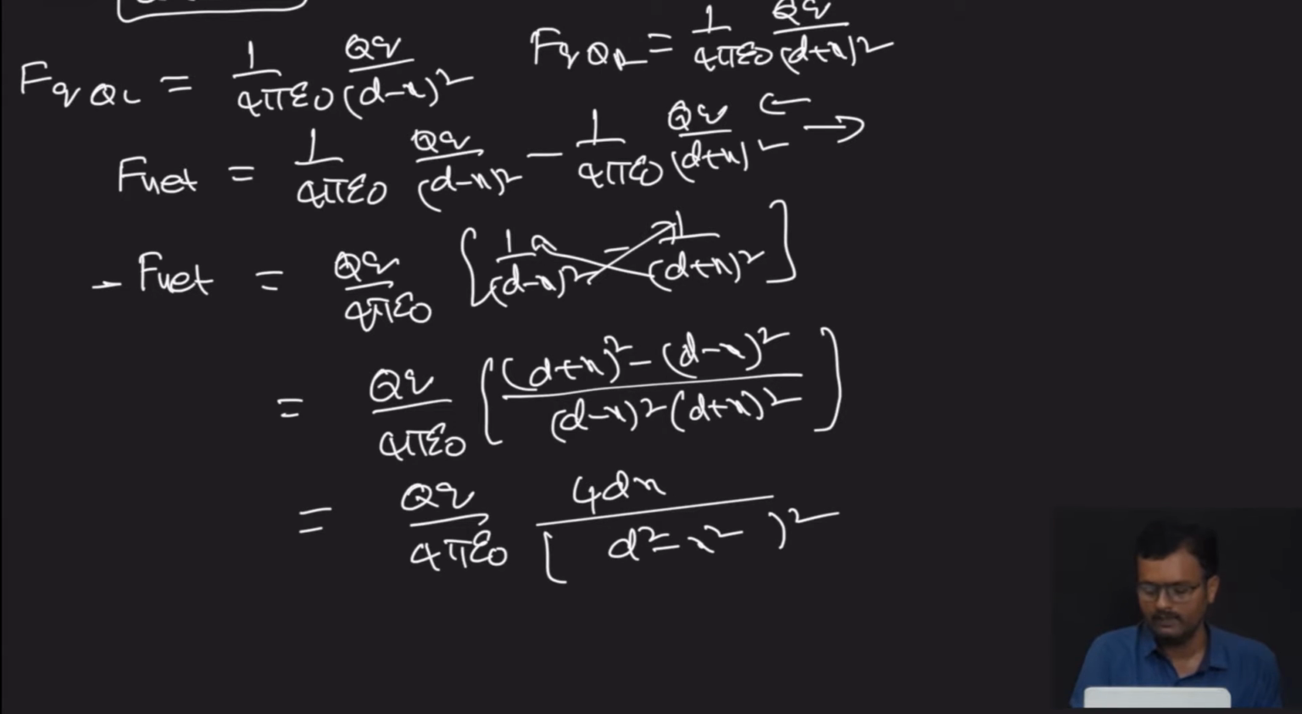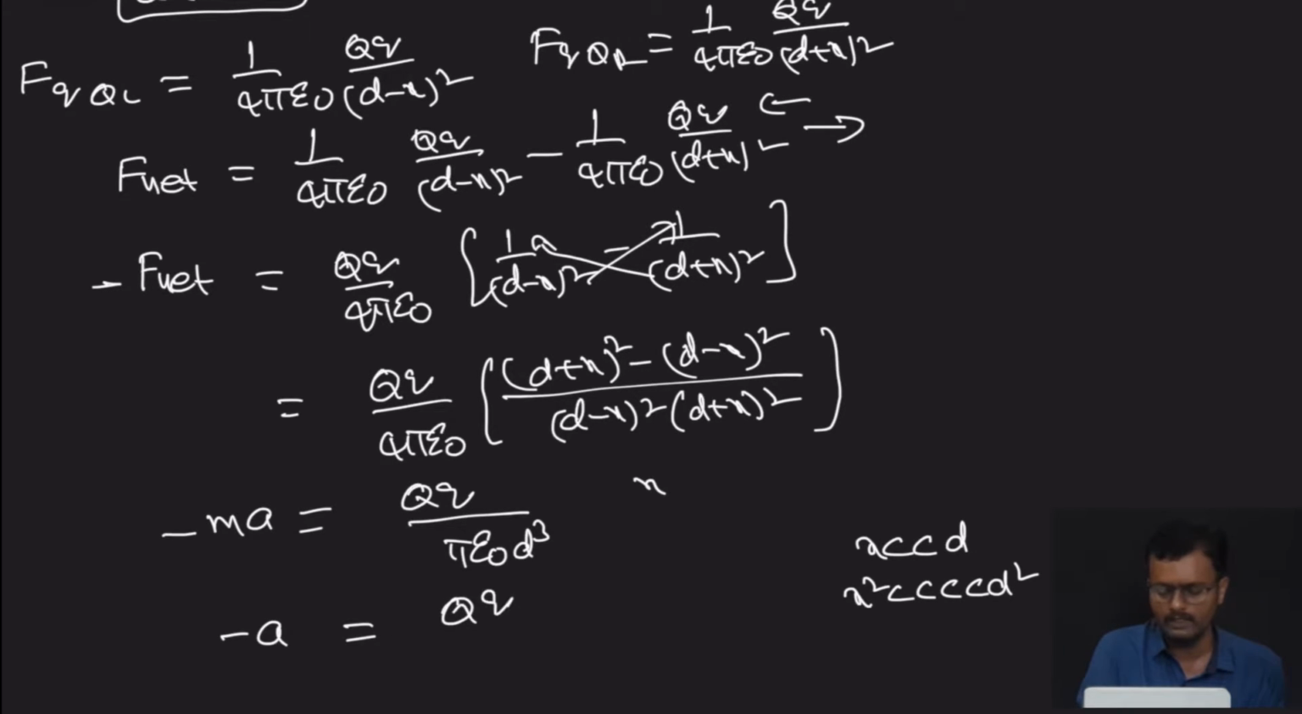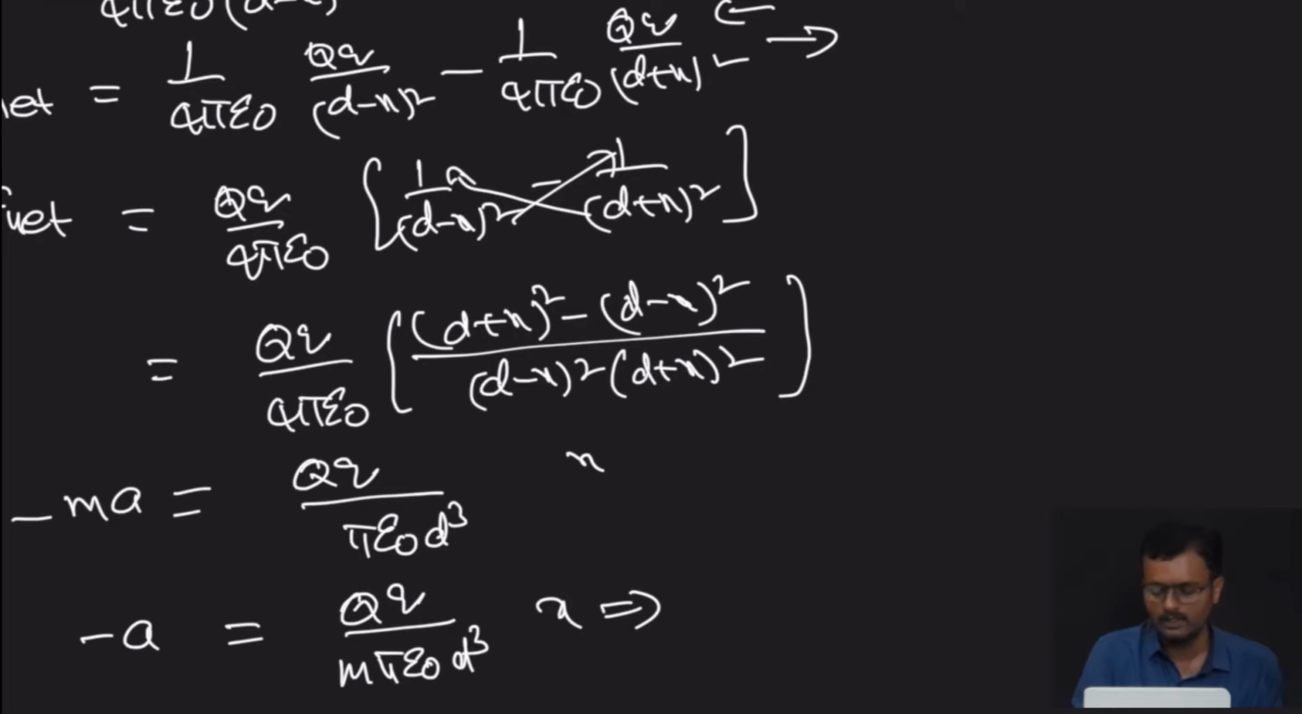See, x is a very small distance compared with d. Then x square is very small compared with d square, so x square is negligible. So d square whole square, that is d power 4. D power 4 cancels, then we get d cube. F net is equal to ma, minus a is equal to q by m pi epsilon naught d cube into x. That implies a is equal to minus q by m pi epsilon naught d cube into x.